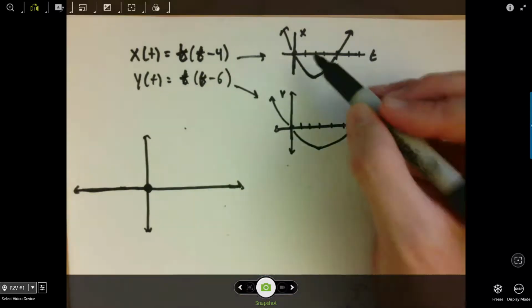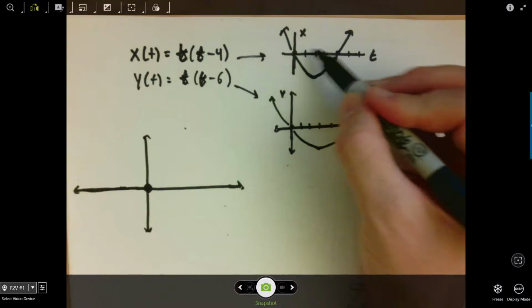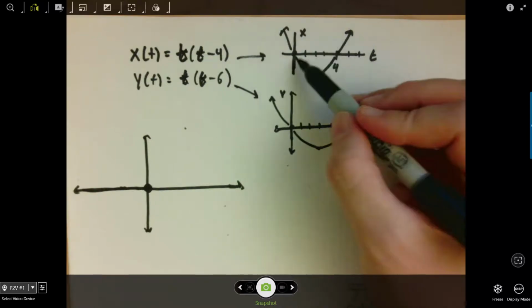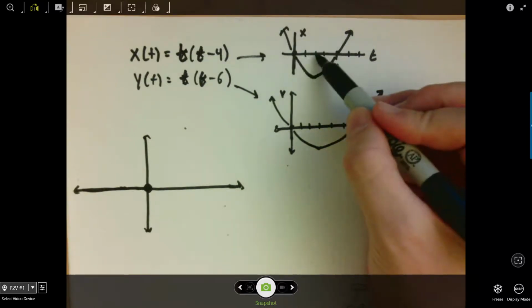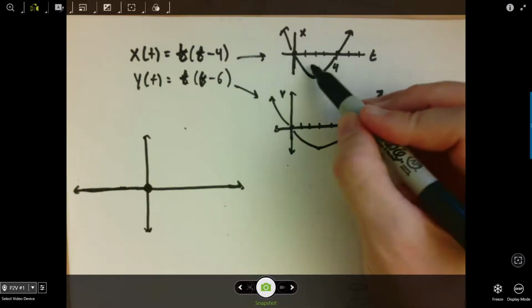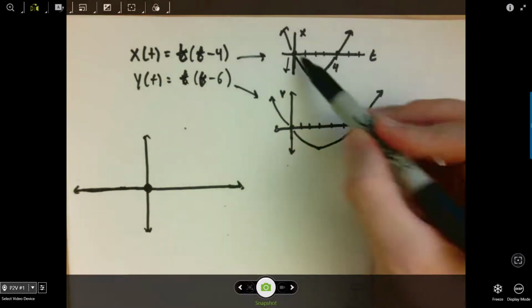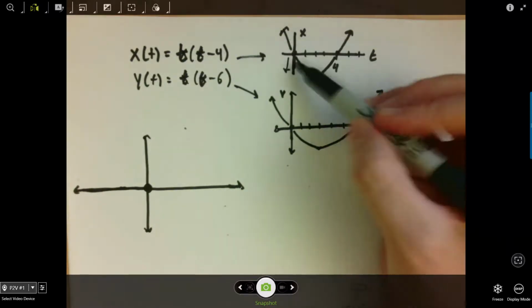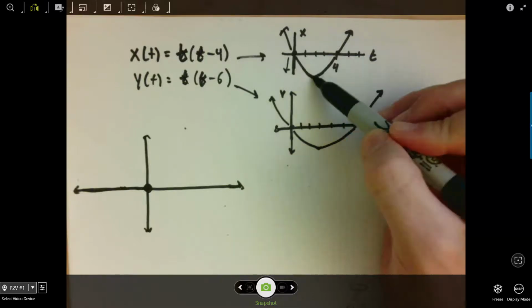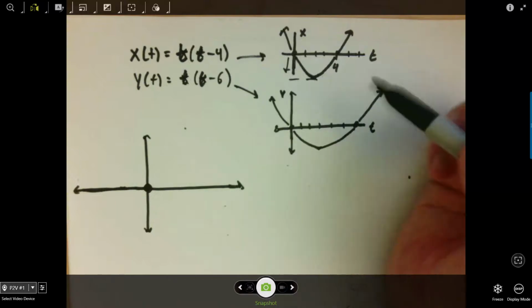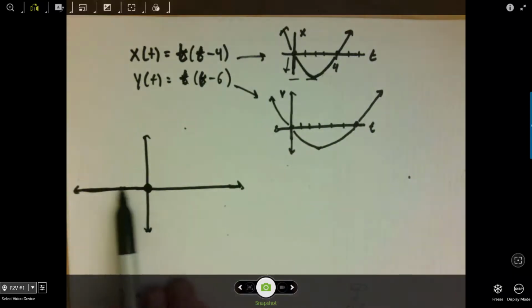Let's think about what happens as we go from time equals 0 to time equals 2. So I see from this graph that the x-coordinates are going to be negative, and that they're going to be decreasing until they hit something. And we could figure out what that is pretty easily. So the x-coordinates are going to be going that way as time is approaching 2.